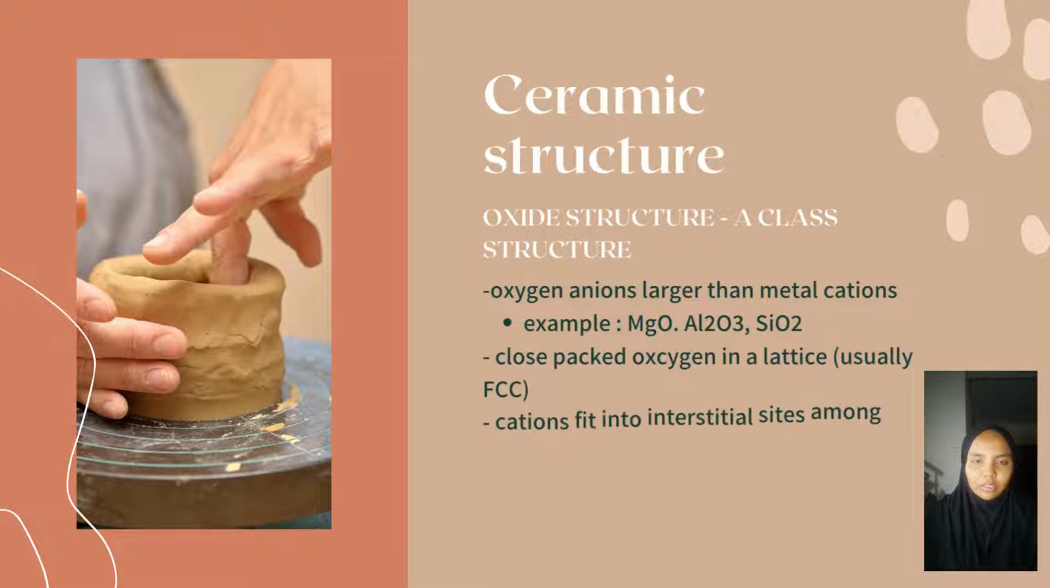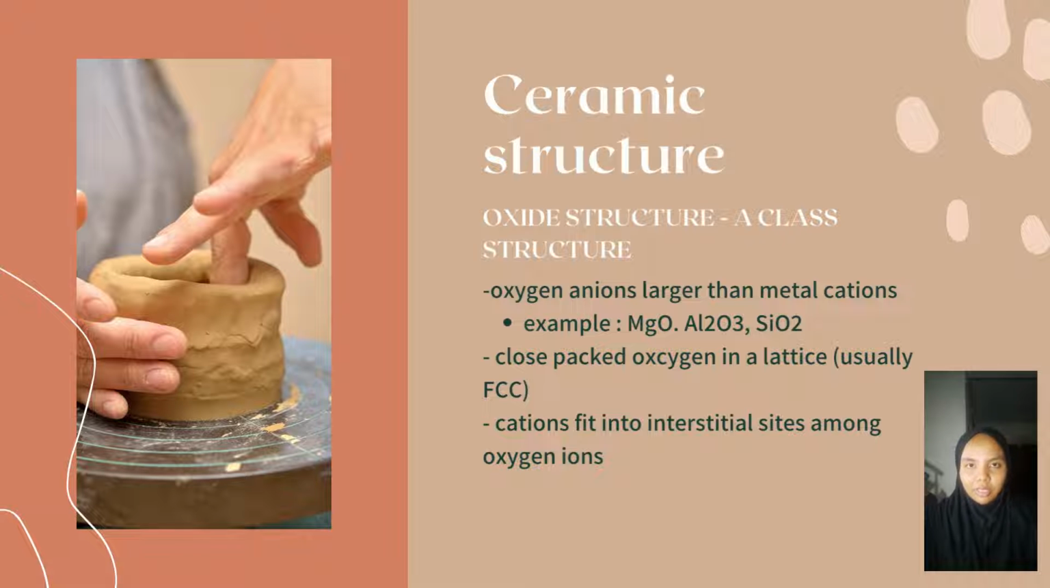I'm going to continue with ceramic structure, which can be divided into four: ceramic, glass, silicates, and carbon. For ceramic structure, the structure is called oxide structure, AX class structure. It is called oxide structure because it contains oxygen and other metal, with oxygen ions larger than metal cations.